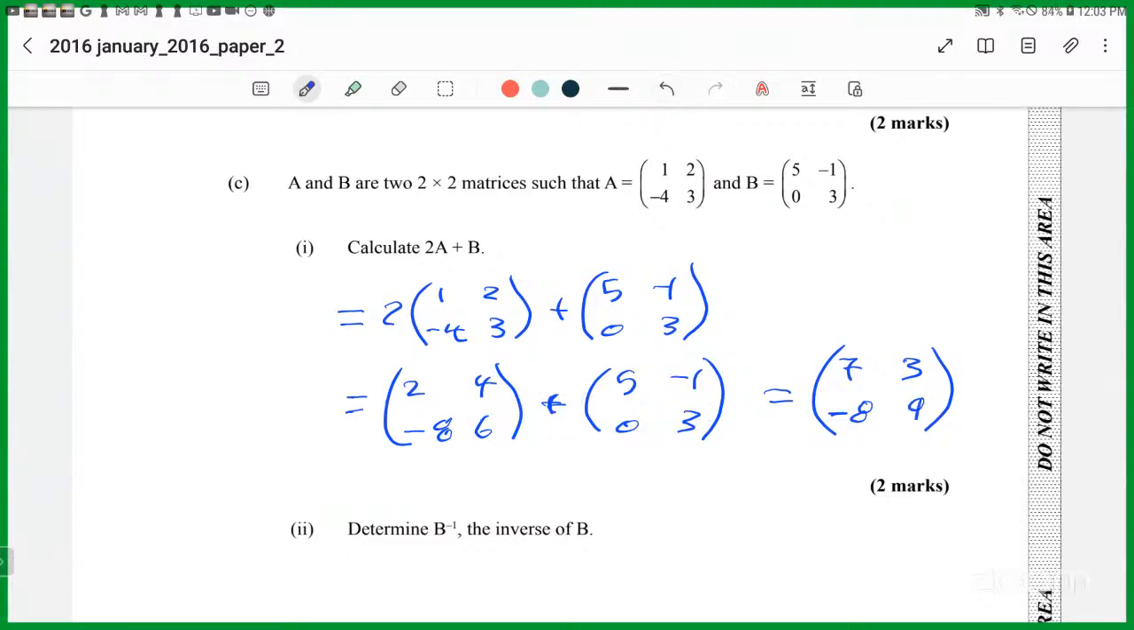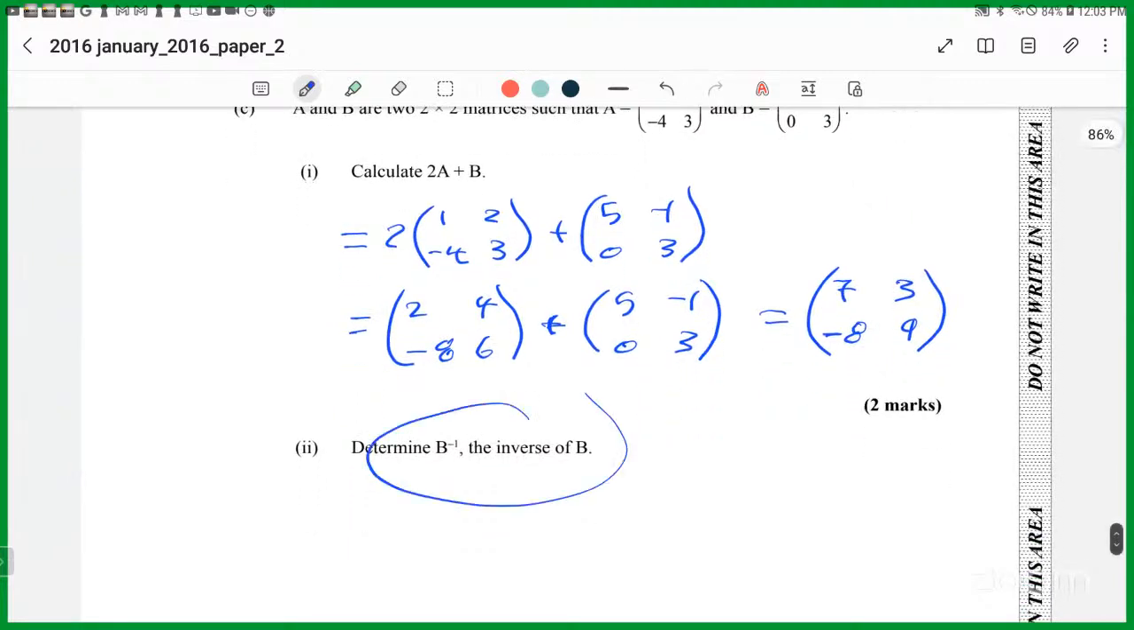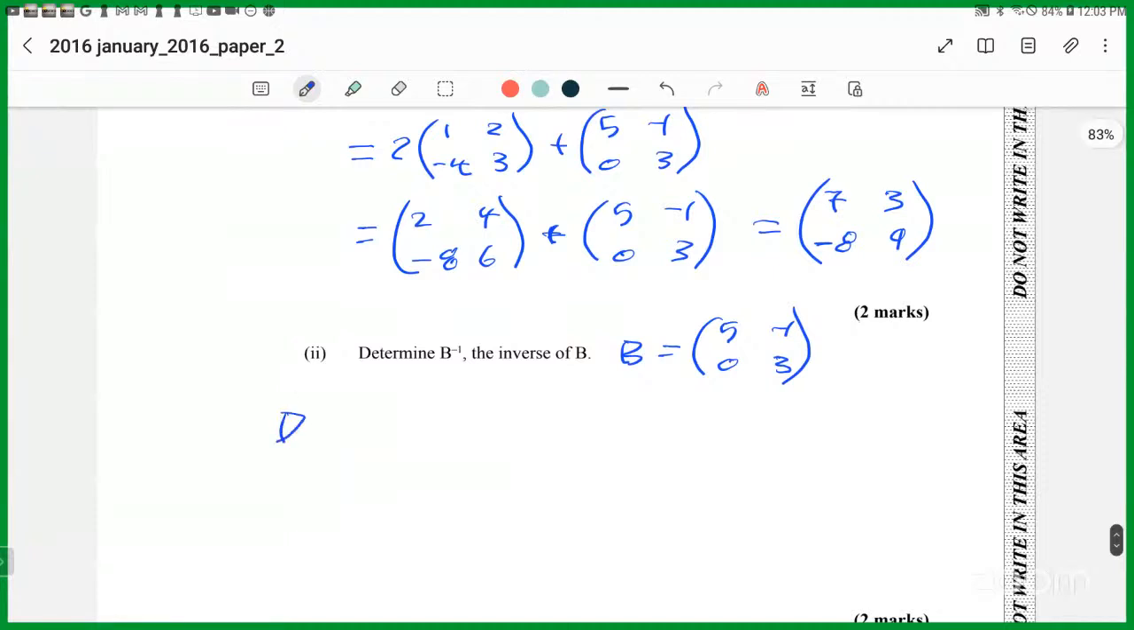And that is it. Then they want us to determine B to the minus 1. All right, so remember, this one is the B one, right? B, remember, is 5, minus 1, 0, 3. I want the inverse of it. So B to the minus 1 is 1 over the determinant of B multiplied by the adjoint of B.